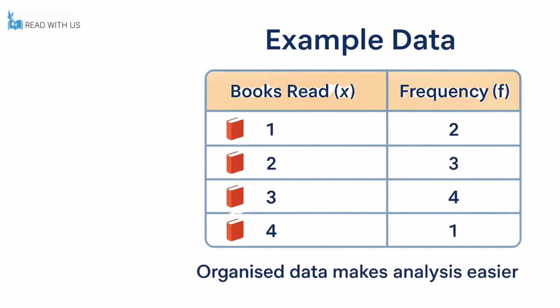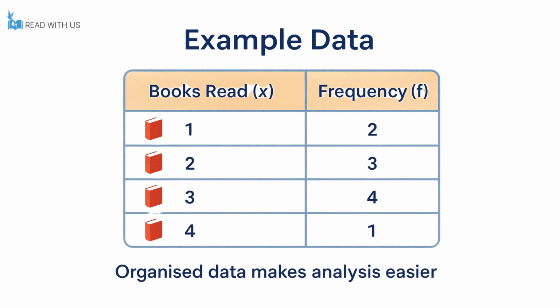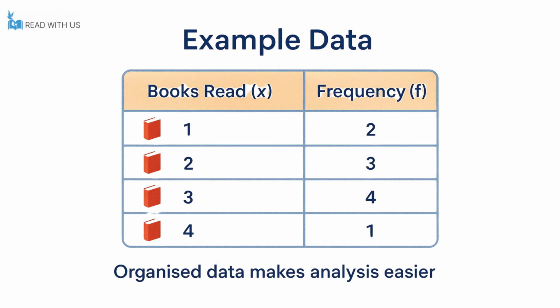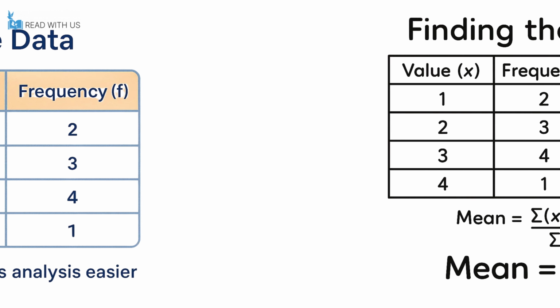Let us begin with an example. Here's a table showing how many books each student in a class read last month. The values are 1, 2, 3, and 4 with frequencies 2, 3, 4, and 1.